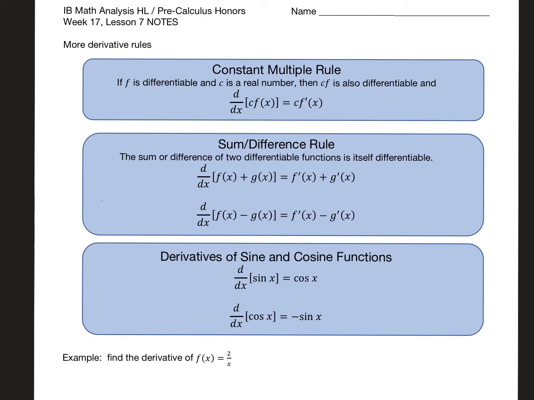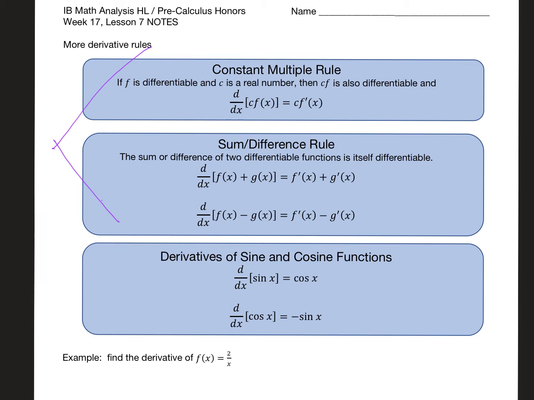Week 17, lesson 7. Okay, so this particular lesson is talking about more derivative rules. Now, the good news is the top two blue boxes you have pretty much done already. The first one, the top one, is just saying that if there's a constant out in front, you don't have to take the derivative of the constant. You're literally just taking the derivative of the function and multiplying it by the constant.